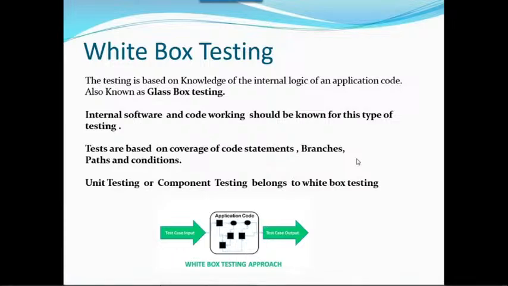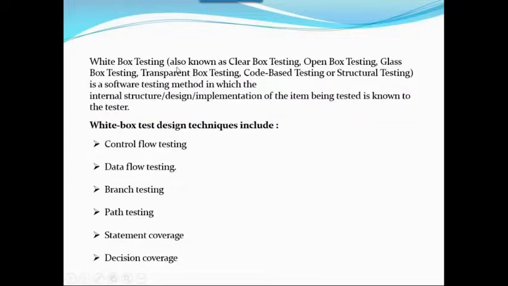There are many names: glass box, transparent box, open box, clear box. People call it by many box names. I'm calling it white box. Some people call it transparent box, some call it open box, some call it clear box. But all belong to white box testing only. Don't get confused here. Clear box means I'm able to see the code. Open box, I'm able to see the code. Glass box, I'm able to see the code. Transparent box means I'm able to see the code. So there are many names.